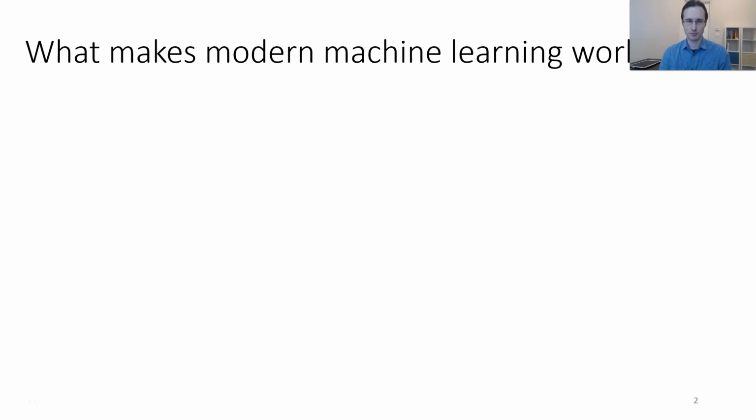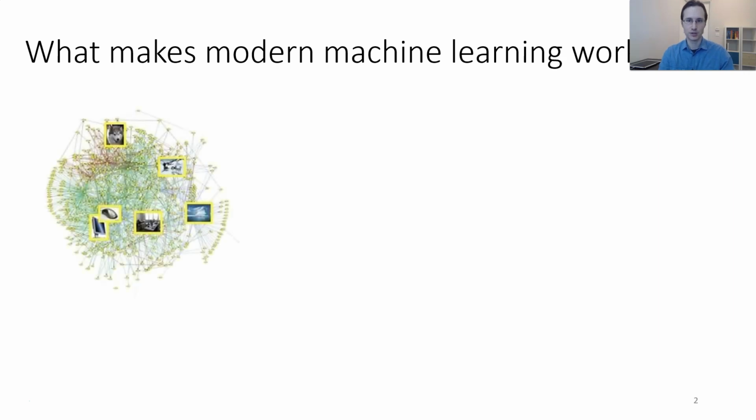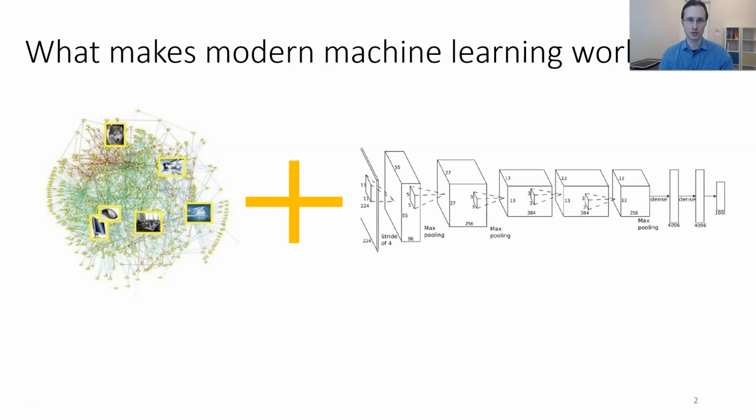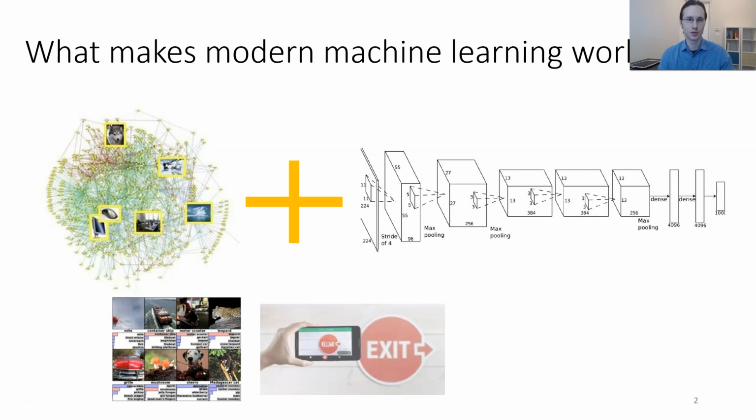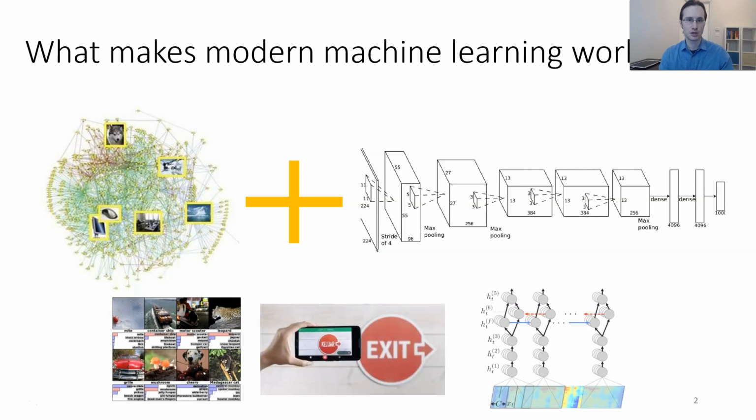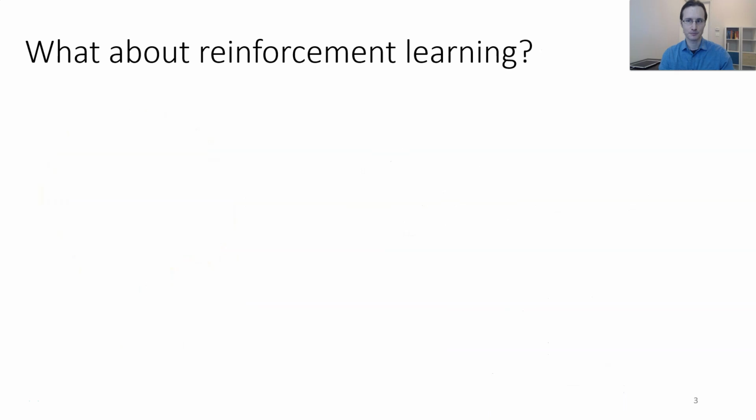But let me first start with a big sweeping question. What makes modern machine learning work? I think at the core of modern machine learning is basically the combination of two basic ideas: the ability to use very large and very diverse data sets, and to train very large and highly expressive models like deep neural networks. There's of course a lot more to it than that, but this basic combination is at the heart of modern techniques in computer vision, natural language translation, speech recognition, and many others.